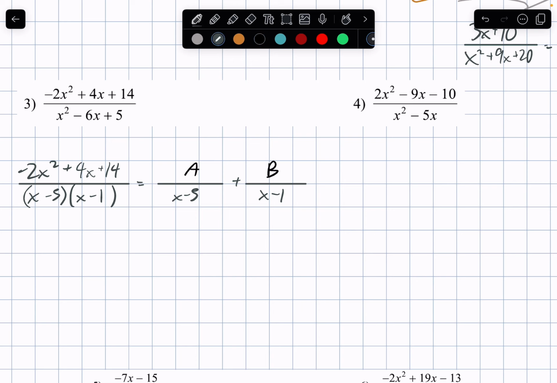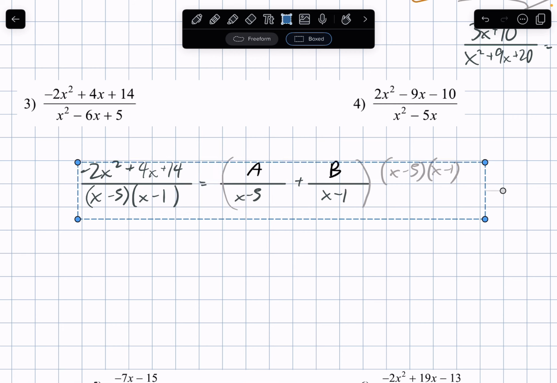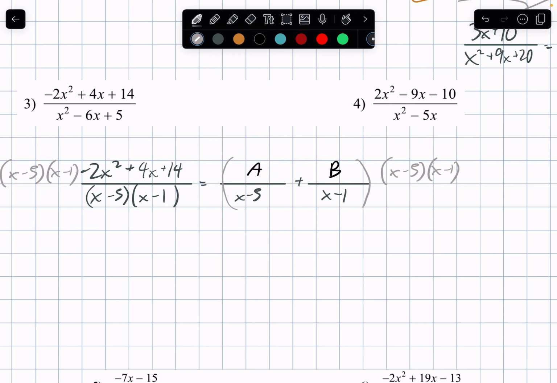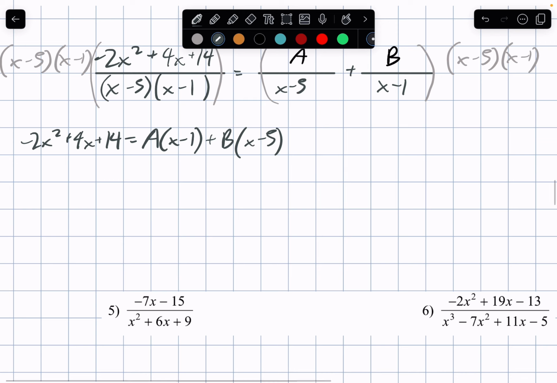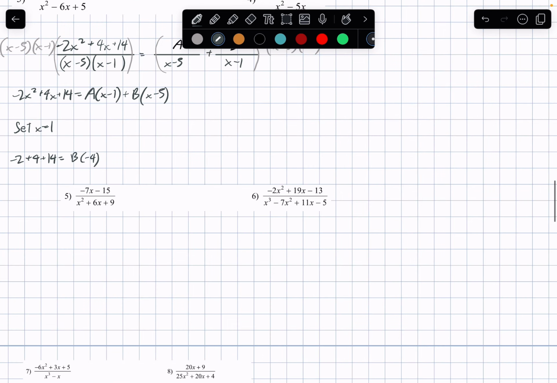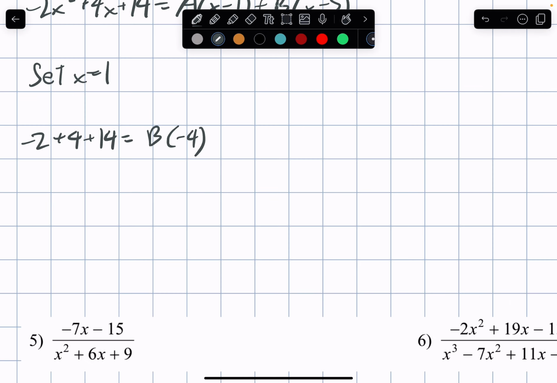Okay, A and then B. Same protocol, LCD, as well as on the other side. Okay. We can still use method 1. So set x equal to 1 so that A becomes 0, this part. And then we can find B. Negative 2 plus 4 plus 14 is equal to B times negative 4. 16. B is equal to negative 4.